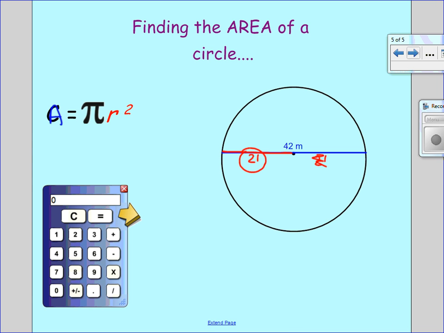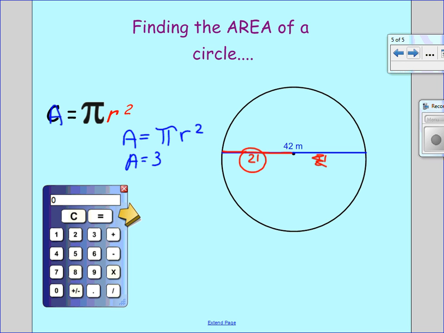Be careful on that with practice problems. Sometimes it gives you the diameter, which means you've got to cut it in half to get the radius before you can use the formula. And sometimes it gives you the radius. So write our formula. Area equals pi times the radius squared. Now plug in our numbers.